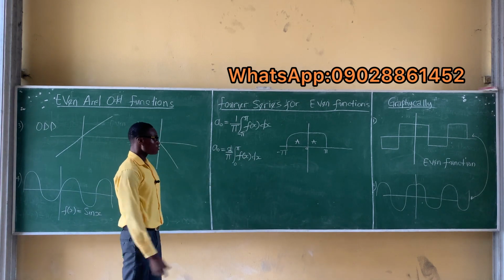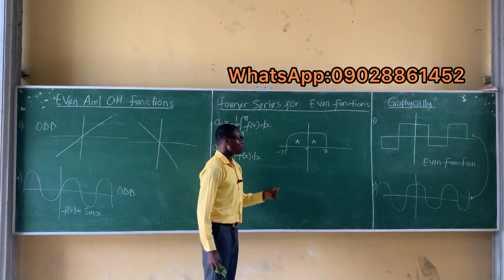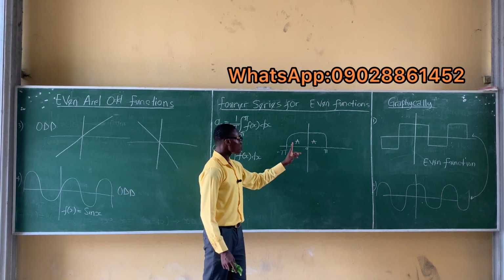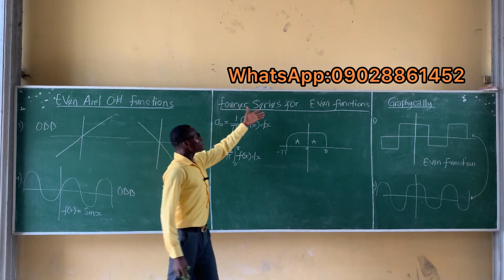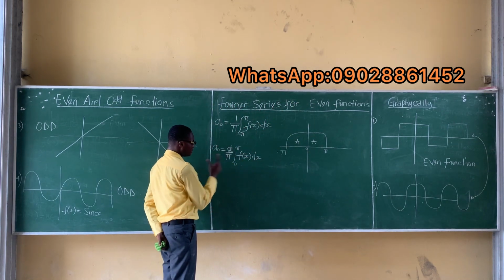That's what it means. Instead of integrating from minus pi to pi, we just integrate from 0 to pi and double the result, since what we have here is what we have here. So it means that for the Fourier series for even functions, for a naught, we have this.